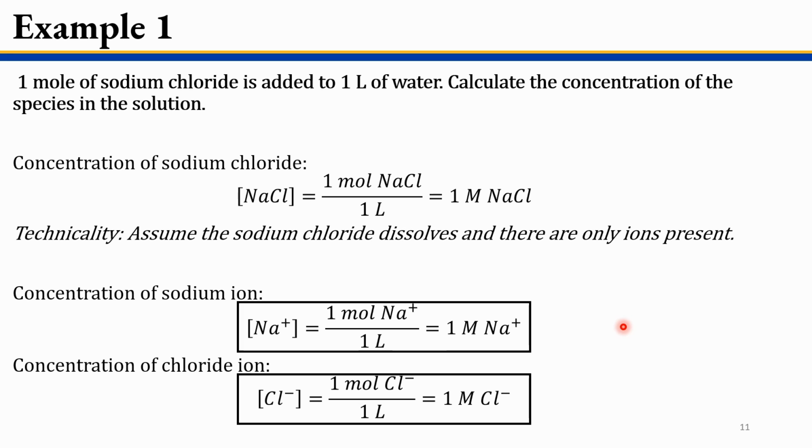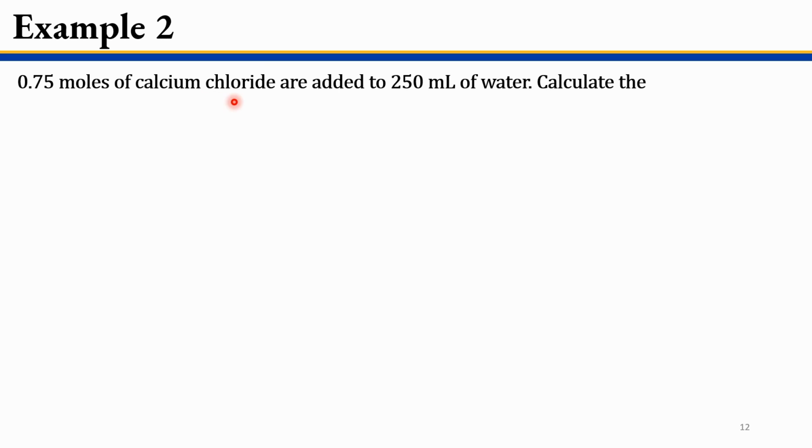Maybe that problem was a little too easy. Try out this one. 0.75 moles of calcium chloride are added to 250 milliliters of water. Calculate the concentration of each species in the solution.